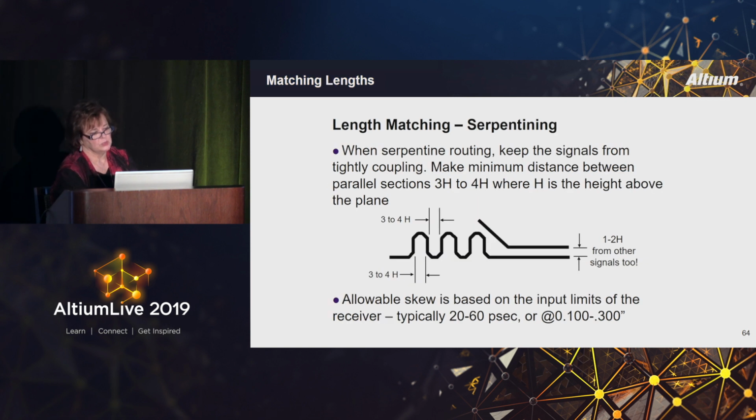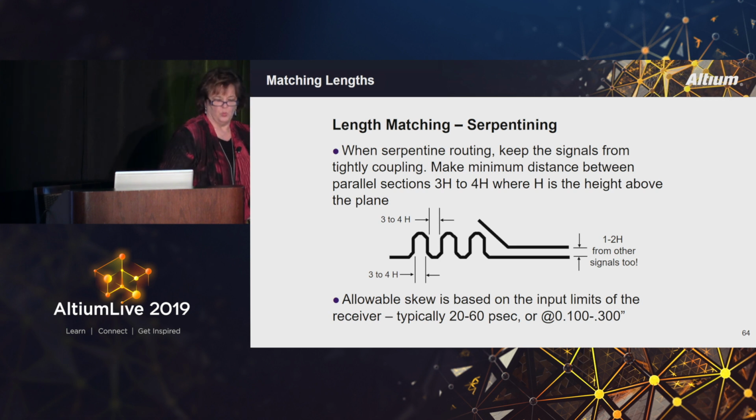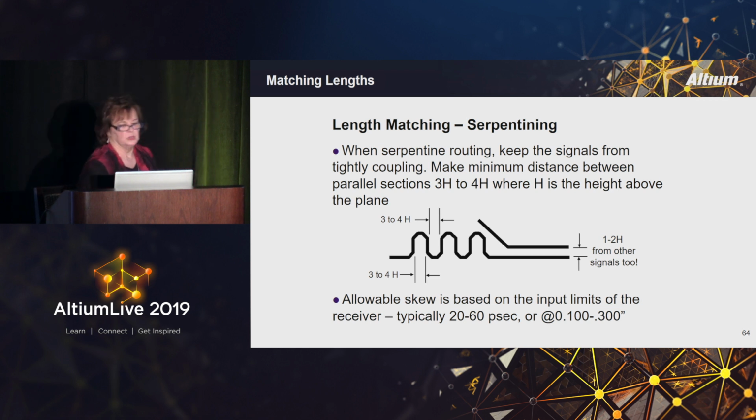When you're serpentining routing, it's a good idea to have lots of extra width between these loops. So 3 to 4H, where H is the distance to the closest plane. That's because you don't want the signal to come down this direction, and because it's close over here, it just jumps across here and jumps across here, and it totally ignores the loop. You want it to be sure that it takes the loop, so you push those loops apart enough that it will.